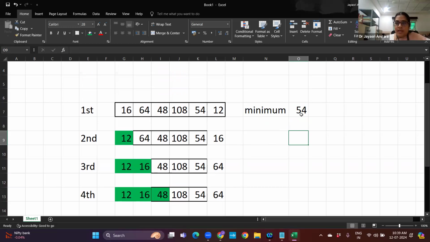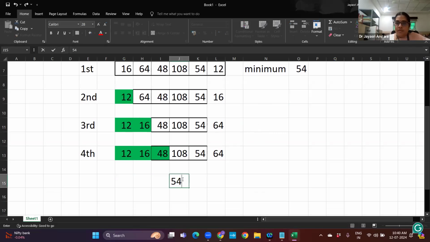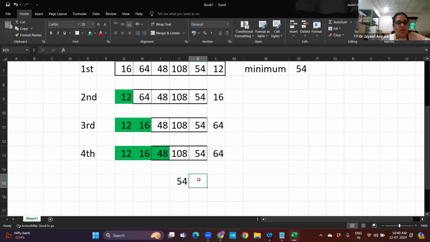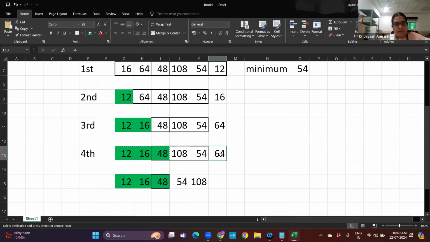So what is the second task in selection sort? Swapping between the minimum element and the element under comparison. The element under comparison is 108. So let us put 54 in its position and 108 comes to the position of 54. And the remaining elements stay as they are.